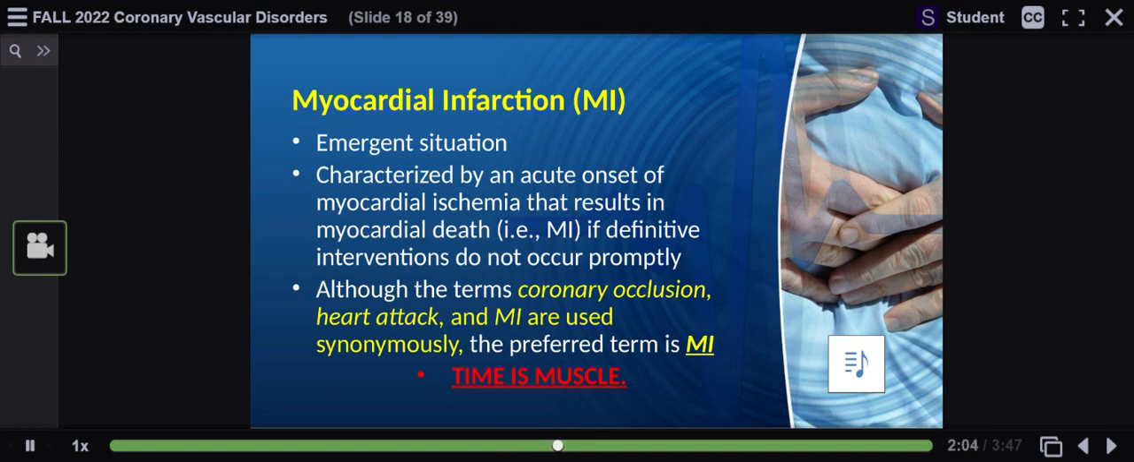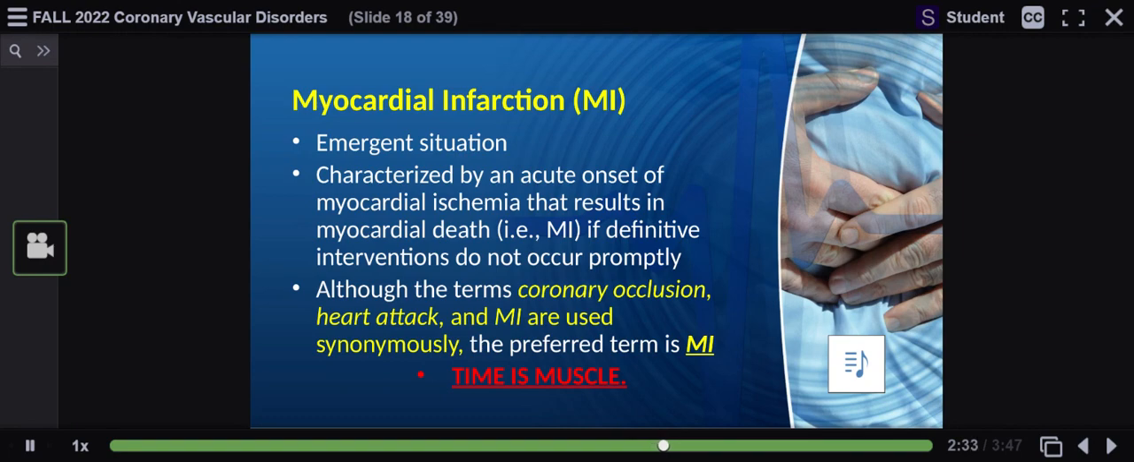I'll tell you more about this on the next slides. So the difference with angina and MI is that angina, or angina pectoris, is a warning sign of impending acute myocardial infarction. Okay, the area of infarction in clients experiencing a myocardial infarction or MI develops over minutes to hours. So that is why we call this time is muscle.